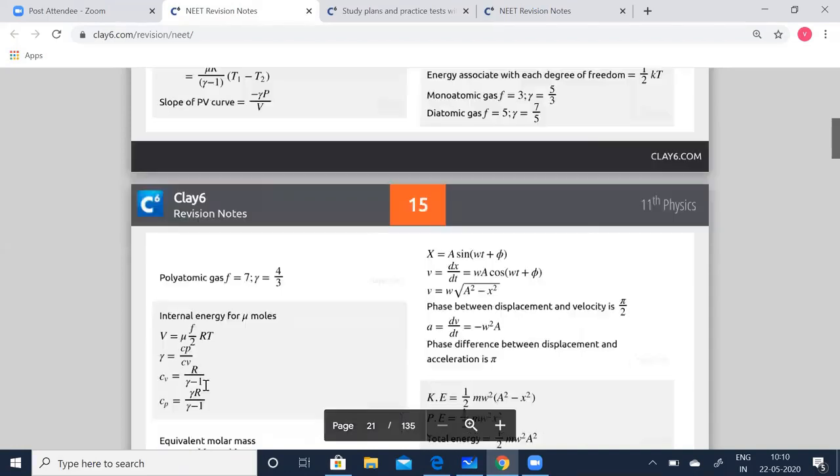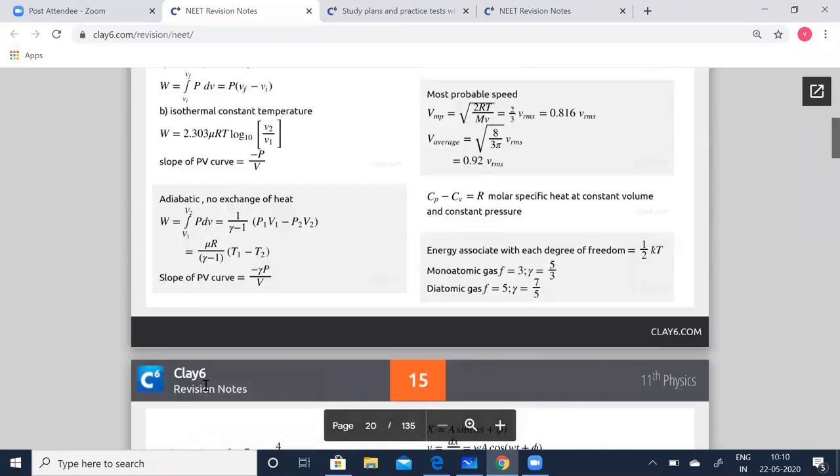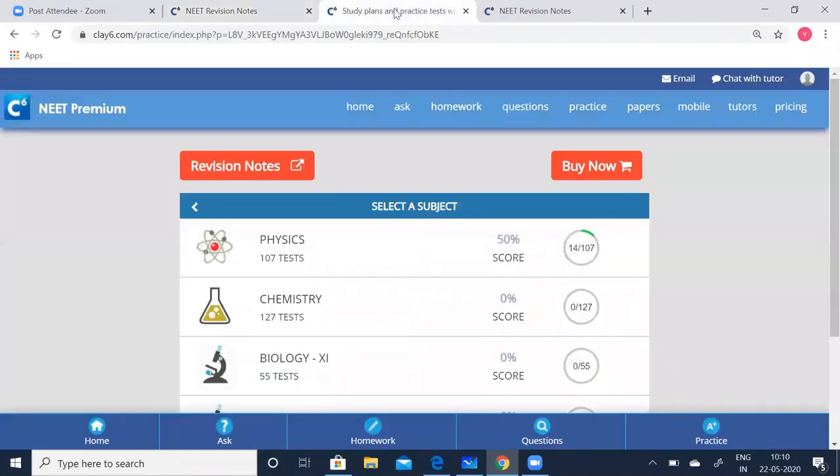So we have briefly gone through the important formulae and concepts. Now let us quickly go to the test.